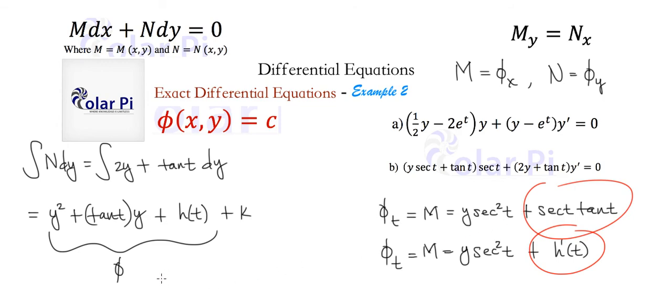So if h prime of t is equal to sec t times tan t, then it's pretty clear that h of t, and that's an h, by the way, will have to be equal to sec t. Okay, so there we are. We said that all we had left to do was determine what h of t is, and we just did. So just replace this h of t right there with sec t, and then we are done.